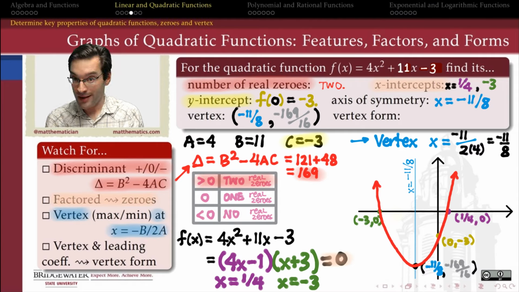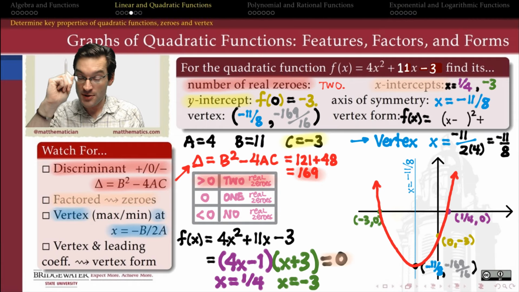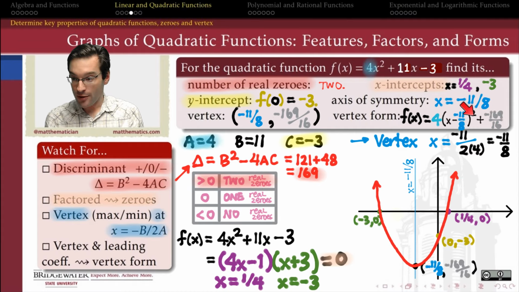I can then also put on my graph transformations hat to figure out that this is really a transformed version of the basic shape y equals x squared. And it's going to look like x minus negative 11/8, the quantity squared, plus negative 169 over 16. There are my horizontal and vertical shifts. They're exactly the coordinates of my vertex. And then my vertical stretch is nothing more than my leading coefficient, my value for a.